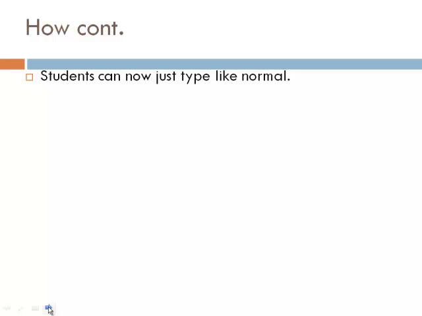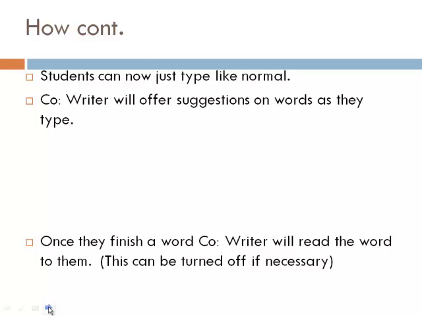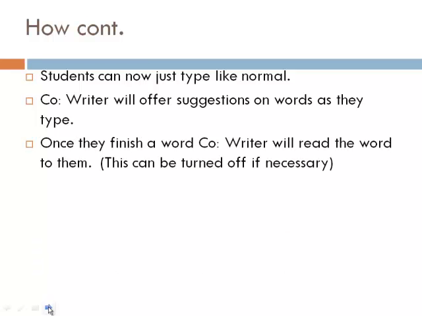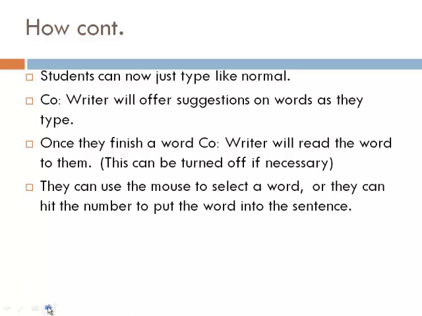Students can now just type like normal, and CoWriter will offer suggestions on words as they type. Once they finish a word, CoWriter will read the word to them. This can be turned off if necessary, if they're not using headphones or they simply don't like the audio part of the program. They can use the mouse to select a word, or they can hit the number and put that word into the sentence.